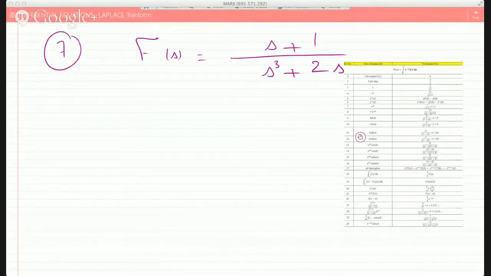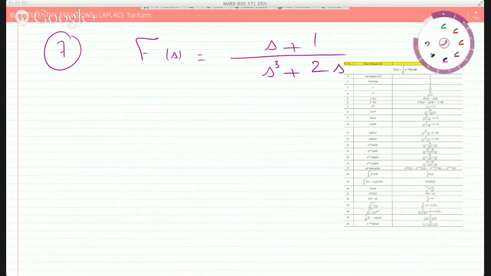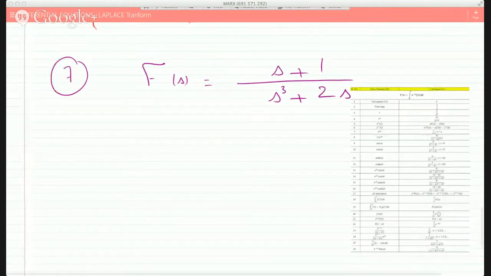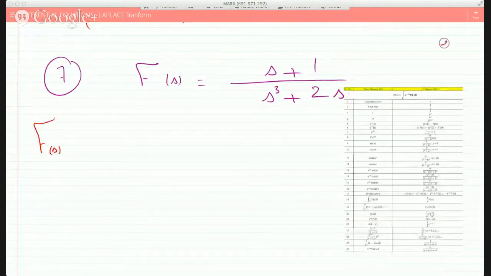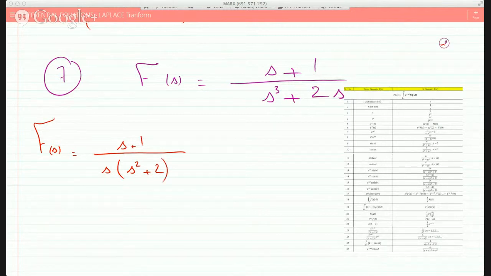So yeah, all you can do here, because to get the inverse Laplace, there is no s cubed in the table, as you can see. You'd have to factor it further. So for this one, I could factor out an s, and this becomes s squared plus 2, and this is s plus 1. Now this is no longer factorable. Now you have to do partial fraction decomposition.